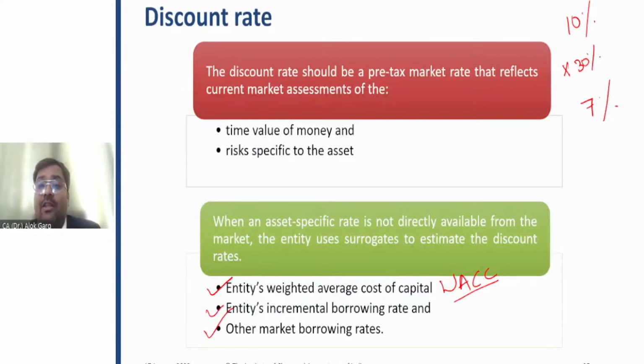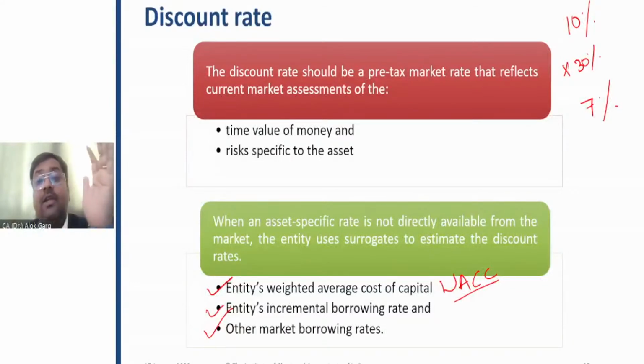Generally, you are aware that in the market, the borrowing rate normally ranges from 8% to 9%. For example, for home loans, you must have seen a lot of advertisements that for 20 years, you are getting a home loan at the rate of 8.9% to 9.1%, right? So in that case, you have to apply the other market borrowing rate. So friends, the first preference is to get an interest rate specific to that asset, right? For example, the life of the asset is 10 years. So you have to get the interest rate, if finance has to be taken for such an asset, then what will be the interest rate?